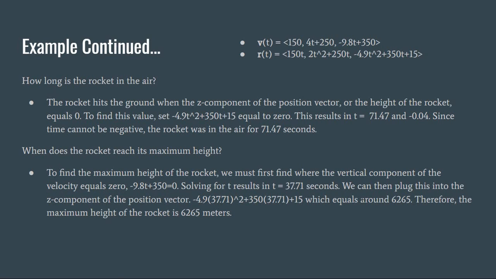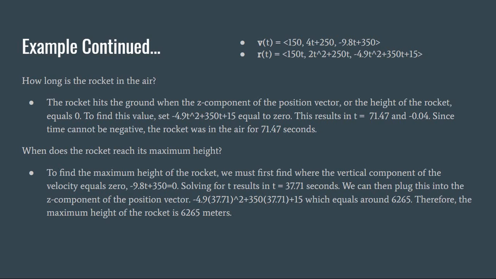How long is the rocket in the air? The rocket hits the ground when the z component of the position vector, or the height of the rocket, equals 0. To find this, you just set the z component of the position vector equal to 0, which results in t equals 71.47 and negative 0.04. Since time cannot be negative, the rocket was in the air for 71.47 seconds.